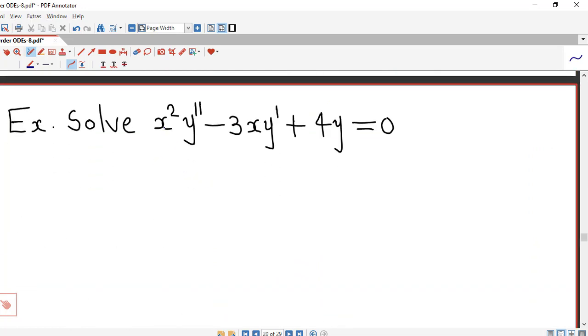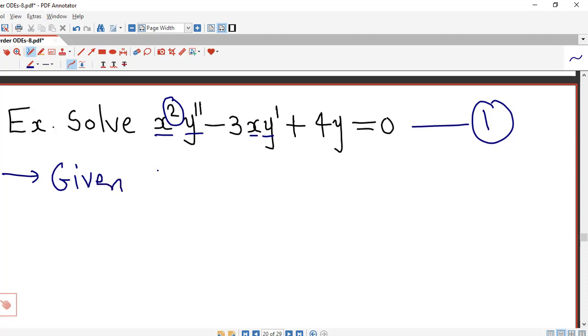Solve the differential equation x² y'' − 3x y' + 4y = 0. First we give this number 1, and it is obvious that equation 1 is an Euler-Cauchy equation, because here x² multiplies the second derivative and x is multiplied with the first derivative. So the given equation is an Euler-Cauchy equation.